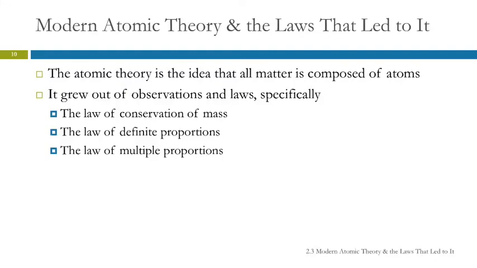So modern atomic theory. Atomic theory is the idea that all matter is composed of atoms, and it grew out of three laws: the law of conservation of mass, the law of definite proportions, and the law of multiple proportions. These were laws. These were things that were observed but not explained. Atomic theory explains these laws, so we're going to talk about each of these.